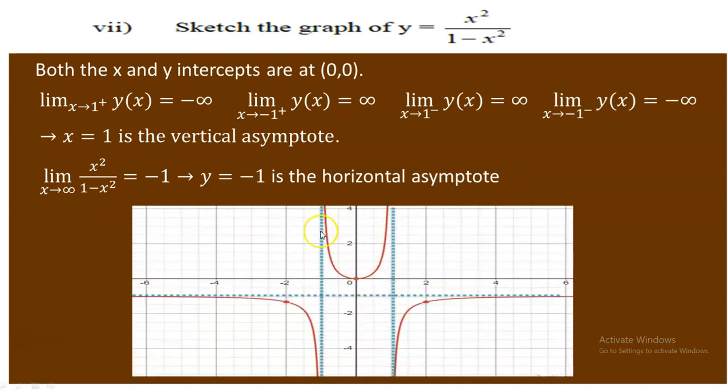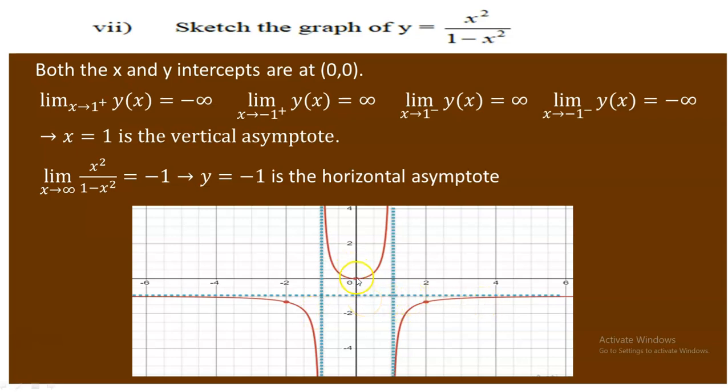So the graph looks like this, as you see. Students, we do have a vertical asymptote at x equals minus 1 and x equals 1. We are having plus or minus 1 here as vertical asymptotes. And here also the horizontal asymptote comes, at minus 1.